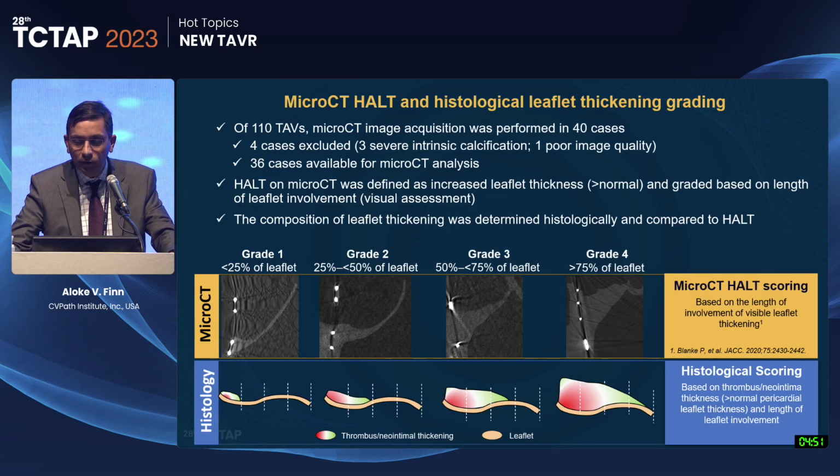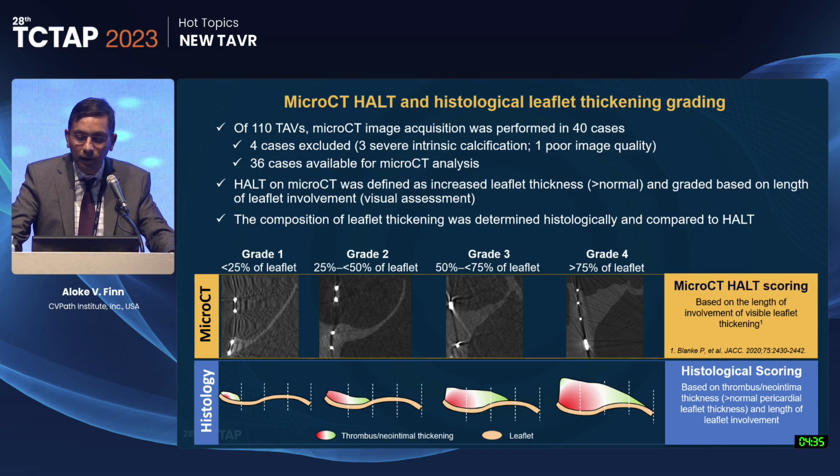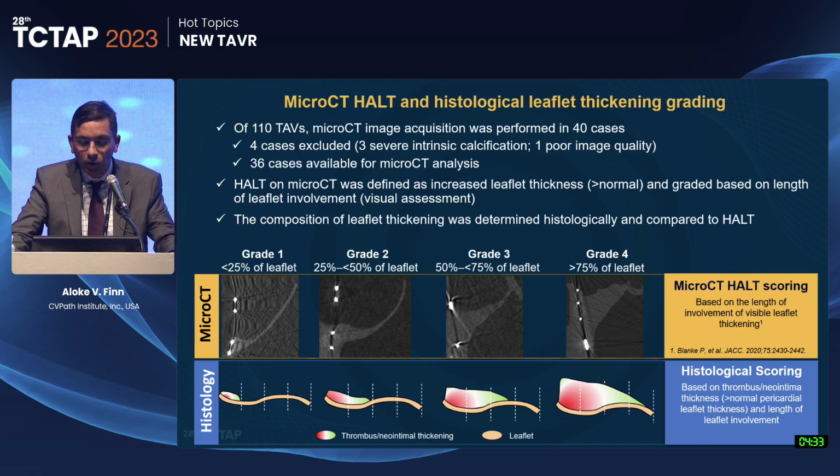Micro-CT HALT histological leaflet thickening grading. Of the 110 TAVs, micro-CT imaging was performed in 40 cases. 4 cases were excluded because of intrinsic calcification or image quality. 36 cases were available for micro-CT. And HALT was defined as an increase in leaflet thickness greater than normal and graded based on the length of leaflet involvement, somewhat similar to what's done in CT. And you can see here the grading that was done according to the amount of HALT on the leaflets.